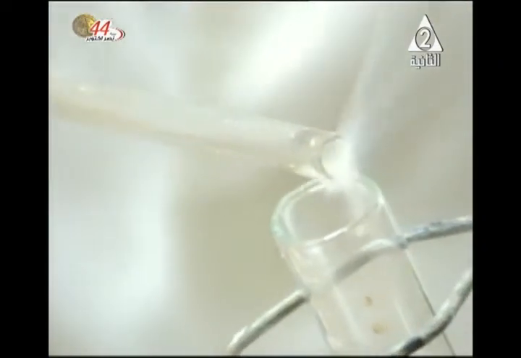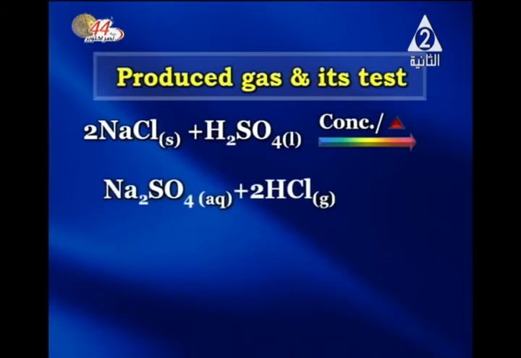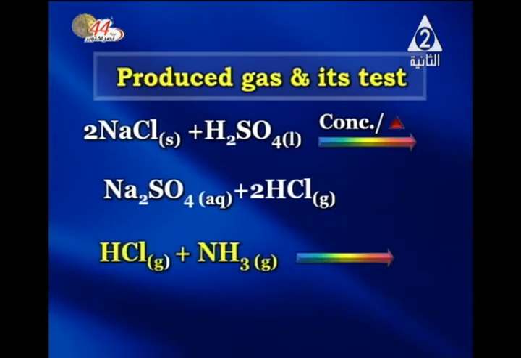As shown on the screen, on adding sulfuric acid on the solid salt, hydrogen chloride gas is produced that with ammonia solution gives white fumes of ammonium chloride. Here is the equation of the reaction: 2NaCl plus concentrated H2SO4 and heat gives sodium sulfate plus hydrogen chloride gas. Then hydrogen chloride gas, when it reacts with ammonia gas or ammonia solution, gives ammonium chloride fumes.